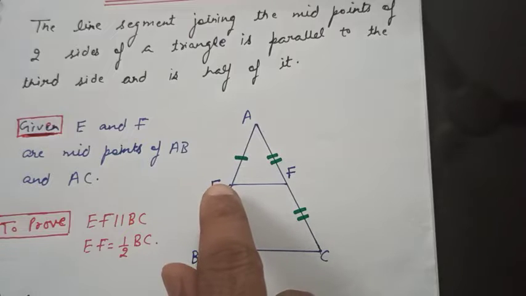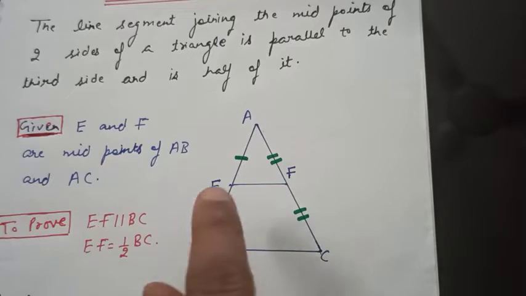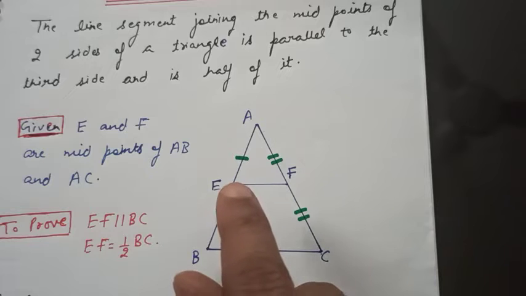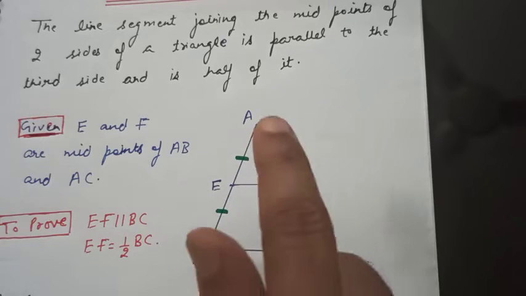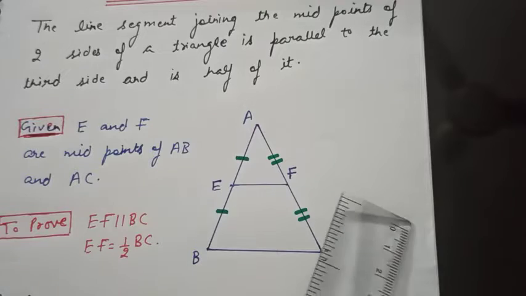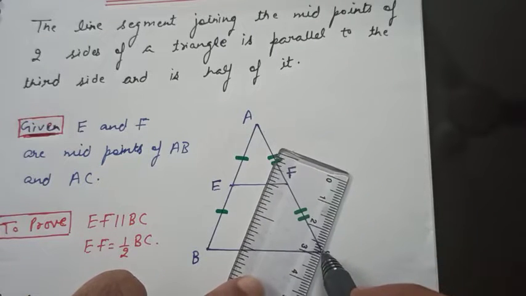I need to prove that EF is parallel to BC and EF is half of BC, right? I am again repeating: the line joining the midpoints of two sides of a triangle is parallel to the third side and is half of it, right? So to prove this, we need to draw a line, right?